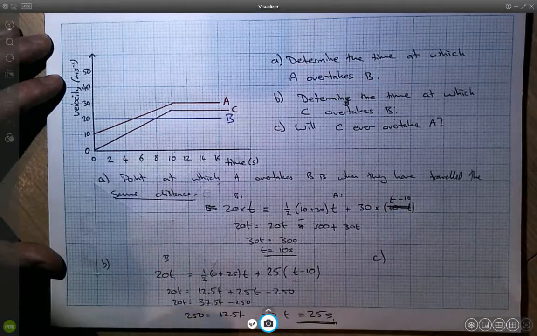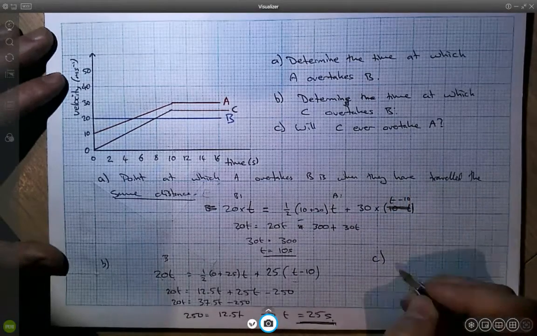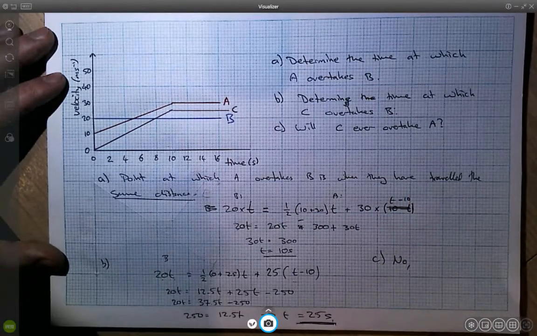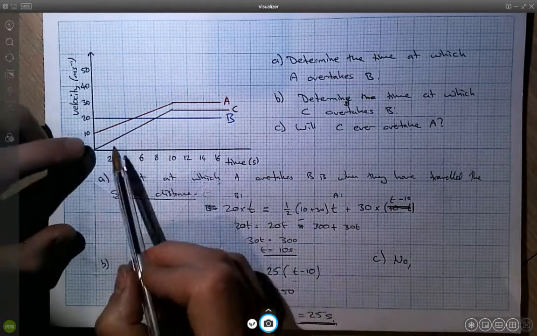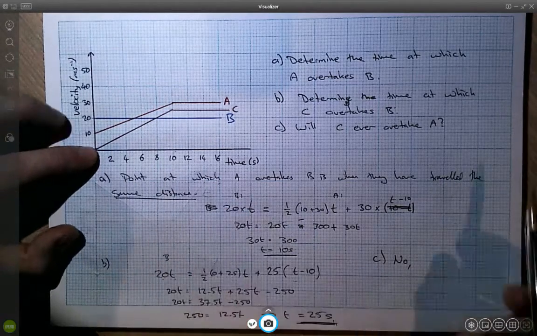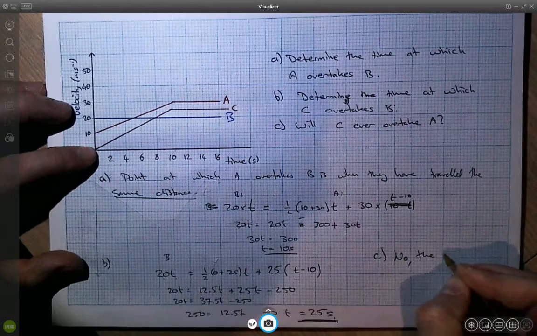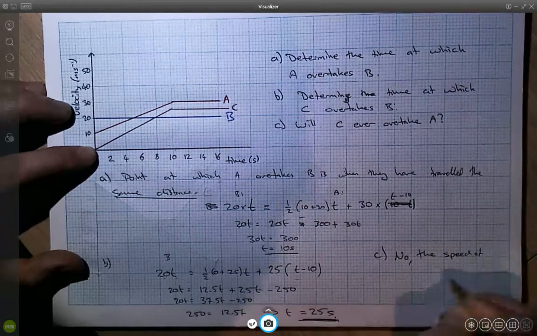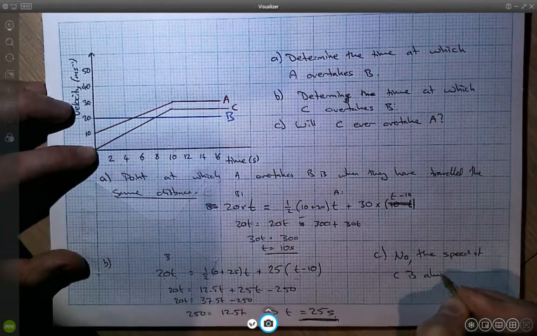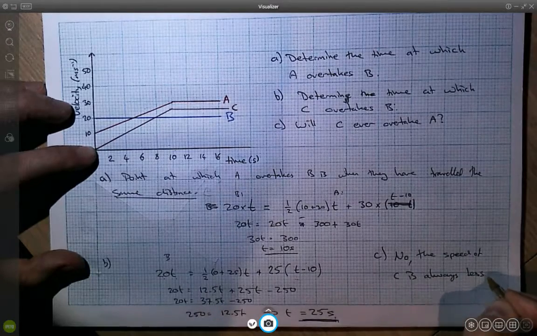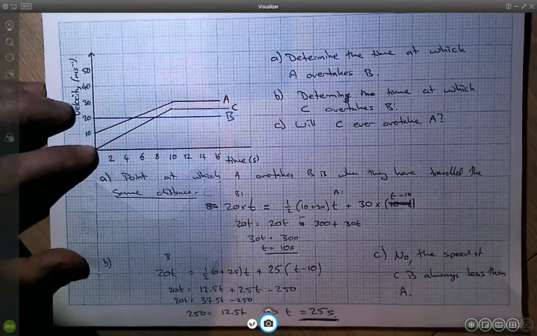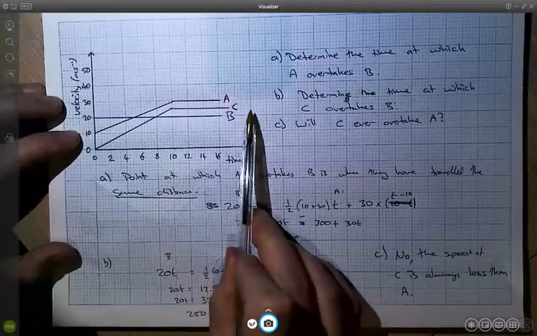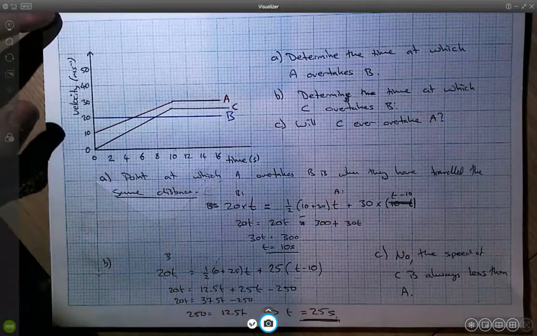Part C, finally, will C ever overtake A? The answer is no. Why is that? Because the speed of C is always less than that of A. So no matter how far they go, C will always have travelled a smaller distance.